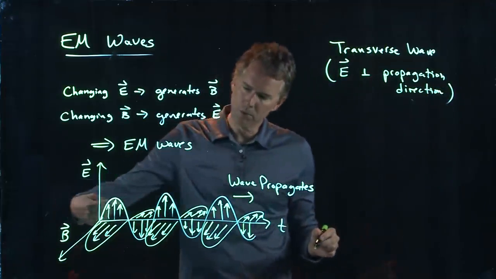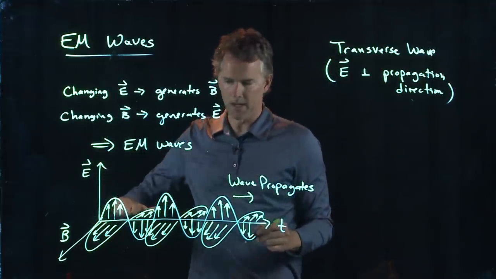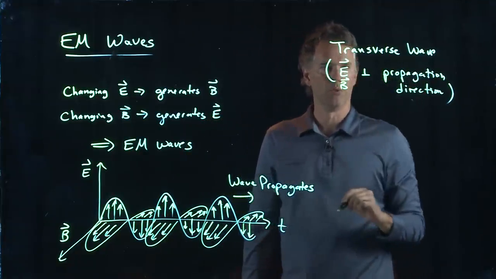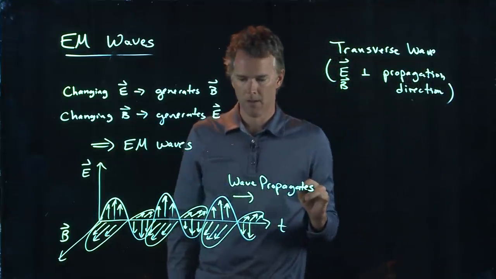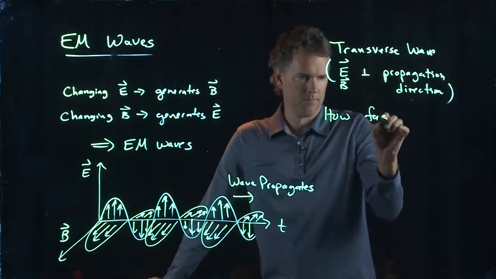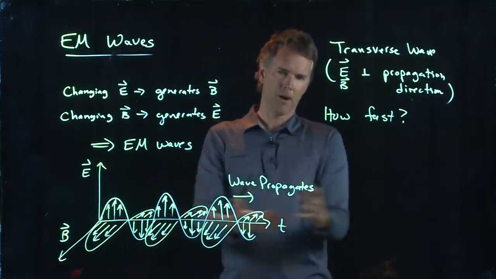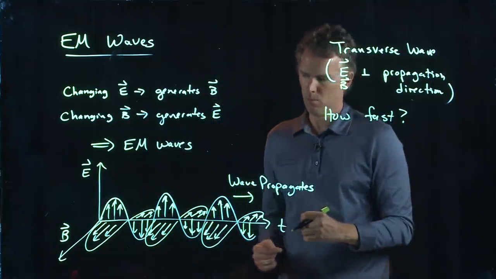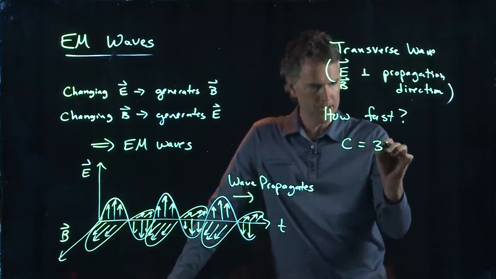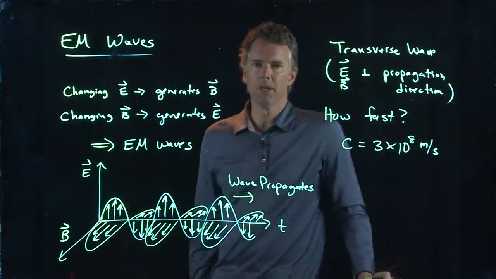Okay, so even though the wave is moving this way, the E field is oscillating up and down. The B field is oscillating in and out. Those are both perpendicular to the propagation direction. How fast are these things moving? How fast does an electromagnetic wave propagate? Well, I think we know the answer to that, right? They propagate at the speed of light, 3 times 10 to the 8th meters per second.